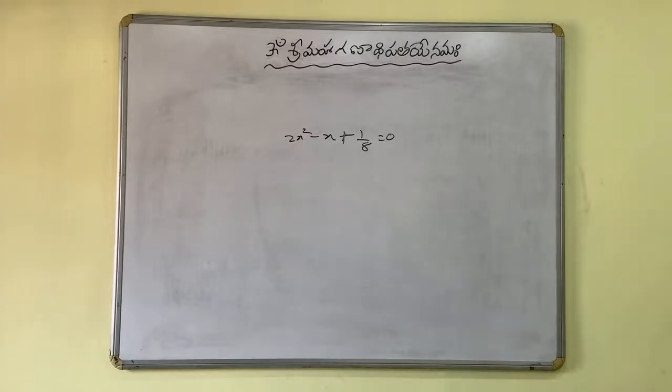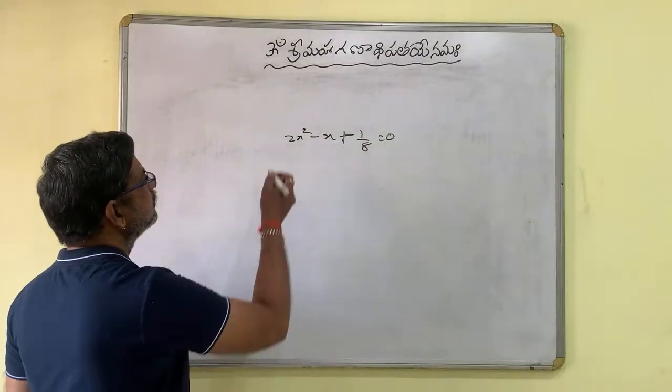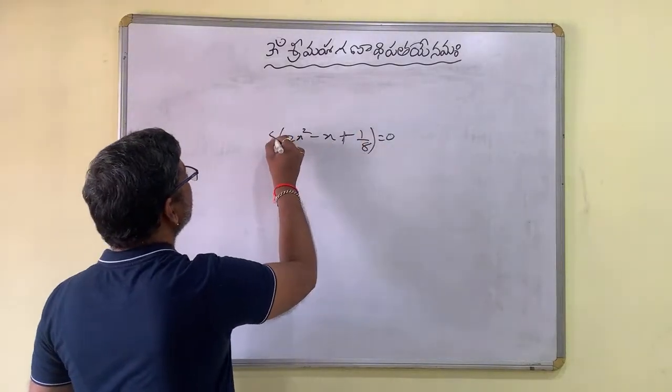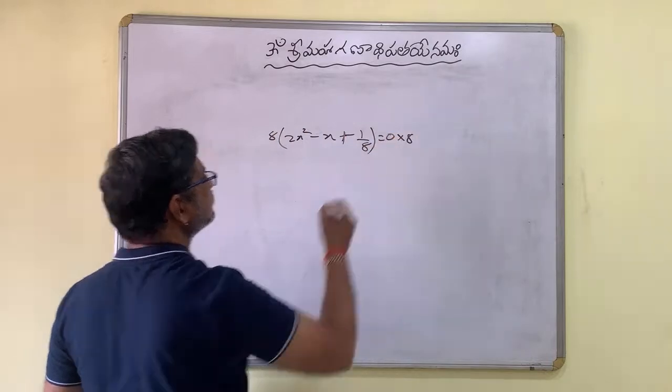Okay. First what we have to do is multiply both sides with 8.